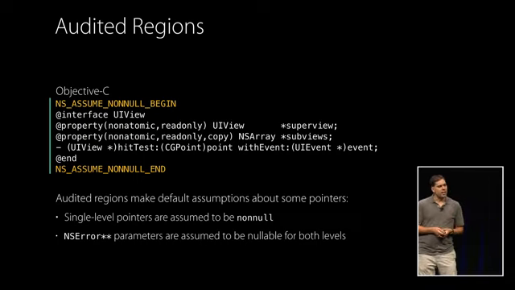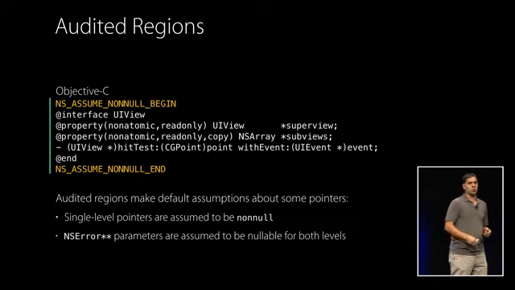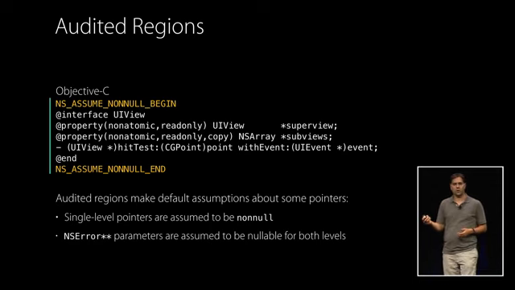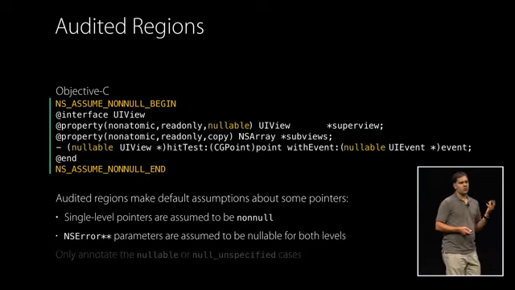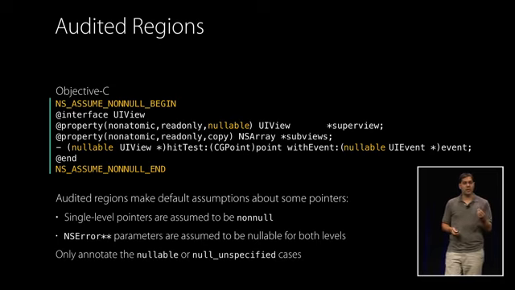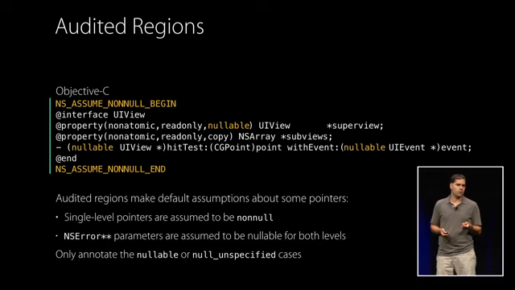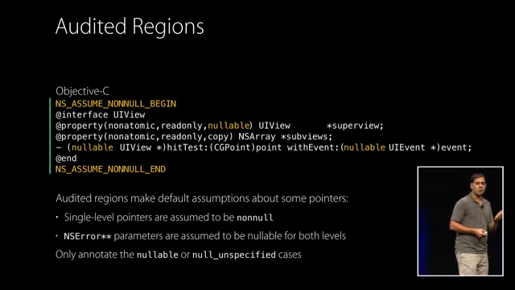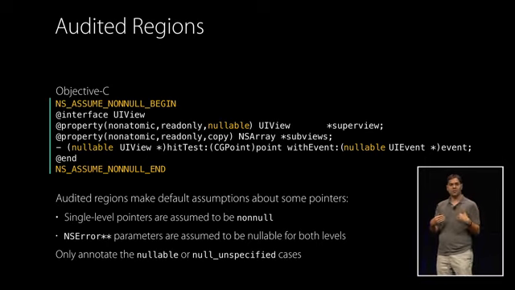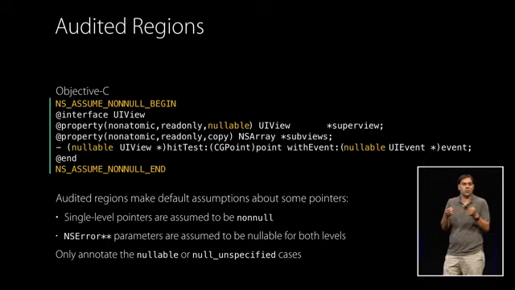The other interesting special case here is NSError ** parameters, where you're doing error handling in Objective-C. These are assumed to be nullable at both levels, because that's the way you work with them for nullability. Now, the defaults are good. They should cover most of the cases, but that means you have to annotate the exceptional cases. So here we're marking the superview property as being nullable, because, of course, not every view has a superview. Nil has meaning there. hitTest:withEvent: has a nullable parameter. You don't have to pass in an event to do hit testing. And, of course, the result is nullable because nil has meaning there. It means we didn't hit anything.